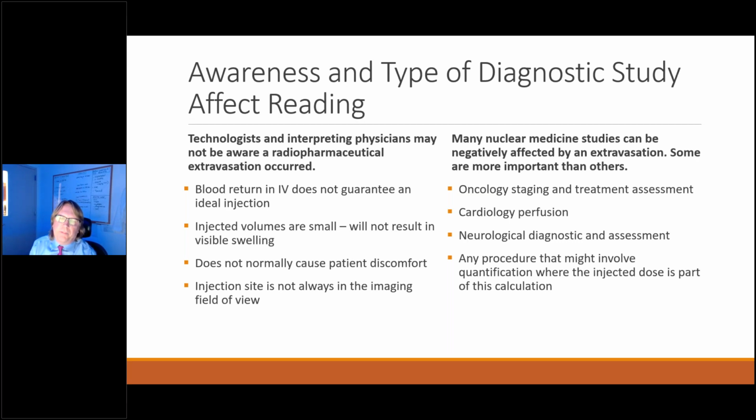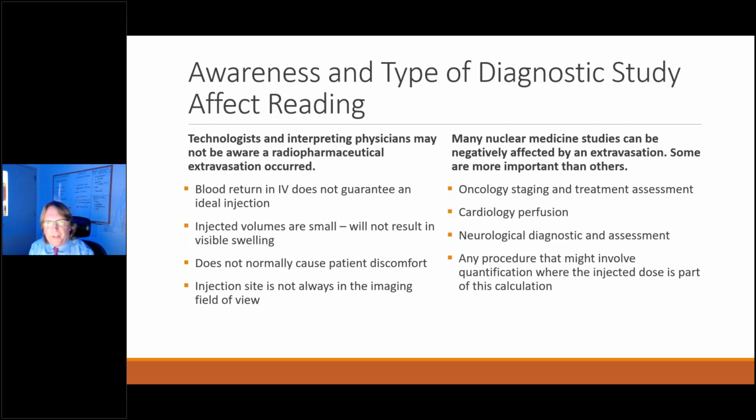This is not so much a problem with PET imaging because the isotopes that we use are very short-lived, and we don't have to stagger the doses. But when we're doing SPECT imaging as a one-day exam, many times we have to give a low dose for rest and a high dose for stress.